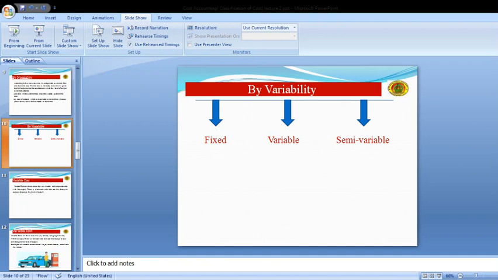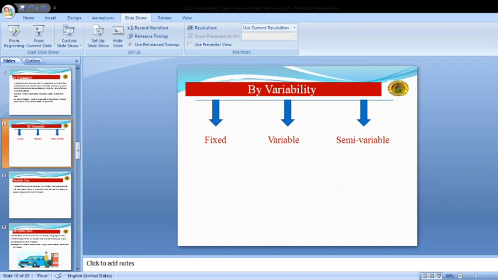Now the next type of classification is as per variability. Here the base of classification is slightly different. The earlier classifications which we studied were mainly for cost control purposes. Now classification as per variability is mainly useful for decision making purposes. So how will you classify the cost? The cost will be classified into fixed, variable and semi-variable.